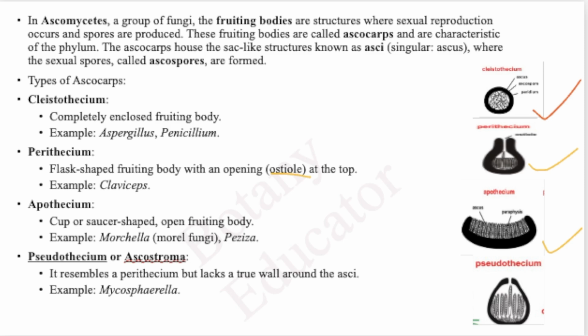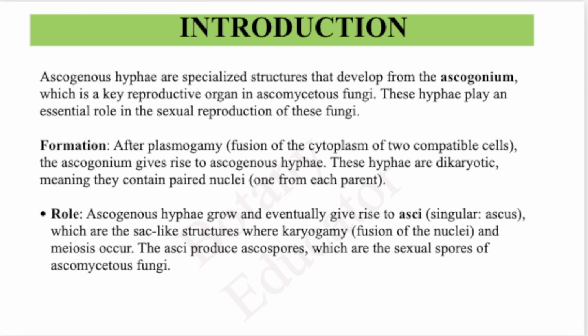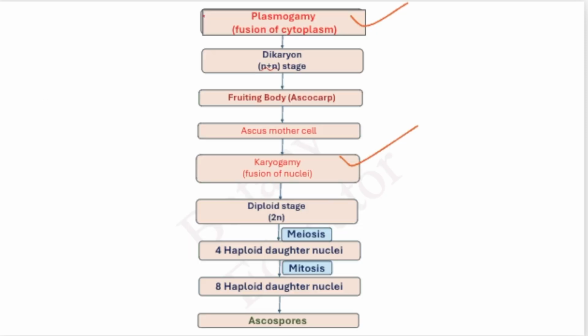So this type of fruiting body you will find in the Ascomycotina members. In some fungi you don't find a true cell wall, and this is known as pseudothecium. This is known as mycosphere, right? So these types of structures you find. If you want to go through the diagrams again, you can take a screenshot of every slide, right?